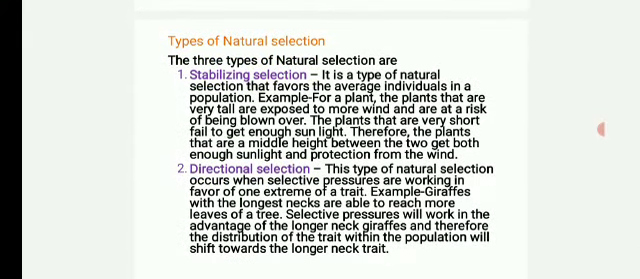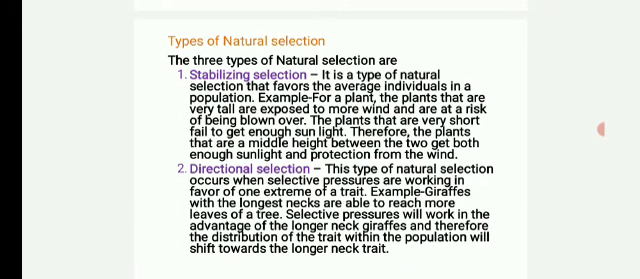Next, types of natural selection. The three types of natural selection are: number one, stabilizing selection. It is a type of natural selection that favors the average individuals in a population. For example, for a plant, the plants that are very tall are exposed to more wind and are at risk of being blown over. The plants that are very short fail to get enough sunlight. Therefore, the plants of a middle height between the two get both enough light and protection from the wind.